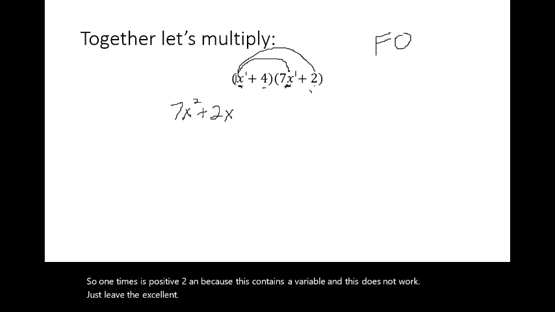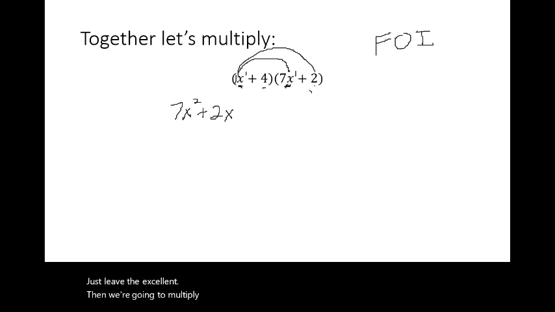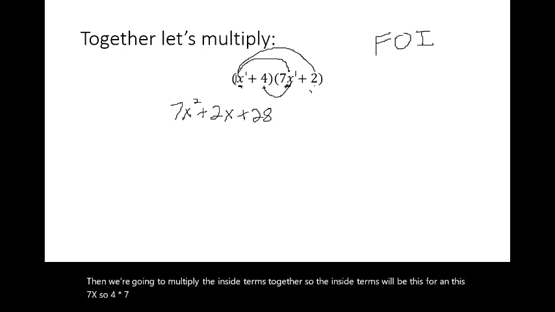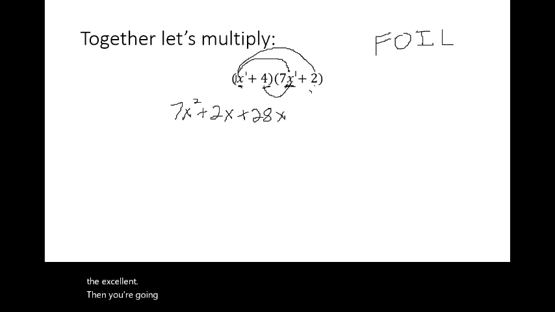Then we're going to multiply the inside terms together. So the inside terms will be this 4 and this 7x. So 4 times 7 is positive 28. And because this has a variable and this does not, we're going to leave the x alone. Then you're going to multiply the last terms together. So positive 4 times positive 2 will give us positive 8.